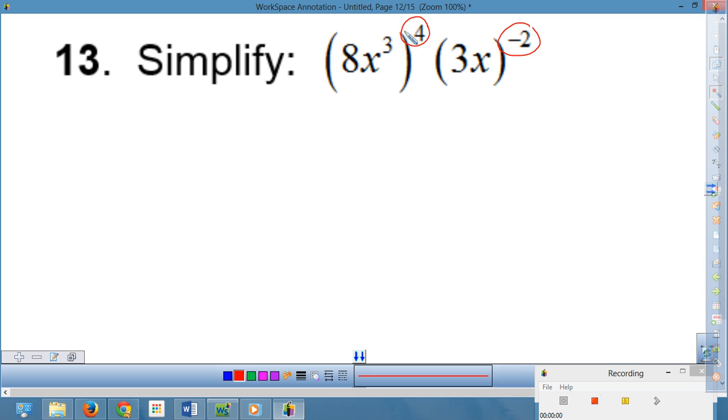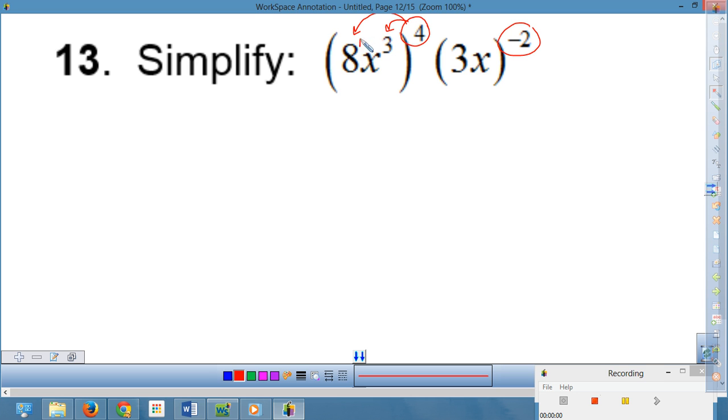This is the exponent distributive property. Now, I know I told you in a previous question that we can't distribute because there was a subtraction sign or an addition sign. But notice how there's no addition or subtraction. It's all multiplication in here. This allows us to distribute the 4.